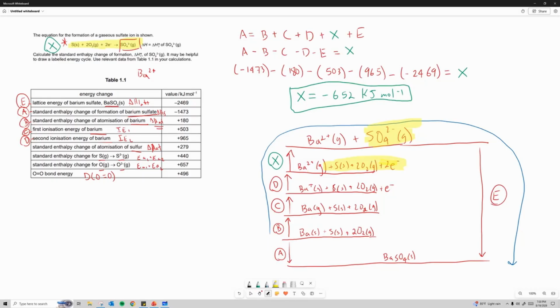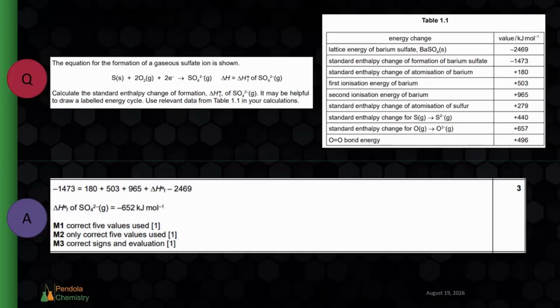So let's go back to our PowerPoint, and if we see here the answer key, the mark scheme, you see that we got the right answer, negative 652. So what are they giving us points for? Notice that nowhere in this mark scheme, even though it's 3 points, is there an energy level diagram, because they don't require you to create the diagram. It says it may be helpful to draw one, but it doesn't say you have to. So what are we getting points for? Correct 5 values used. They're giving you points for making sure that you're using the 1473, the 180, the 503, the 965, and the 2469.